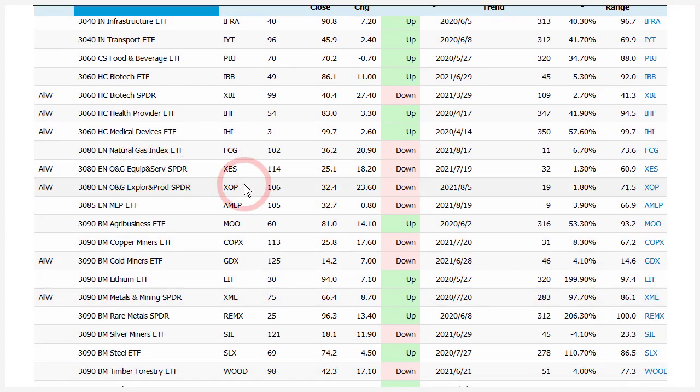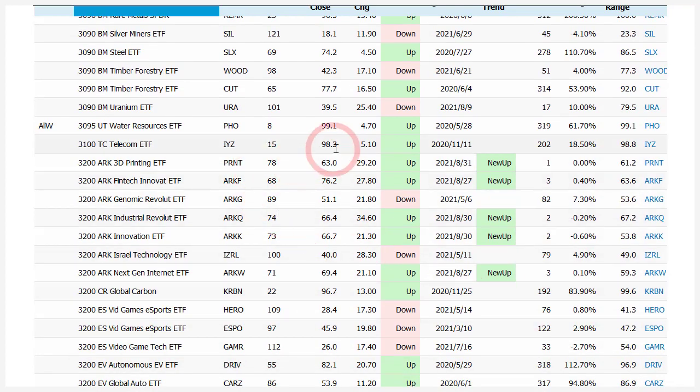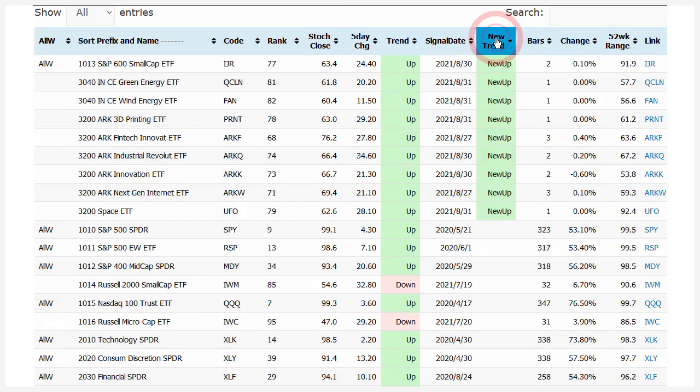Here are the oil and gas ETFs, and they are in downtrends. And if you look at, I'll show you the ranking here in a second, but I'm going down to the ARK ETFs. They were in downtrends, but you can see here that there are some new uptrends in the printing ETF, the ARK Financial Innovation ETF, the Industrial Revolution ETF, Innovation, and Next Gen Internet. And the easiest way to find these new uptrends is if you scroll and you just click, and there you can see you sort by new uptrend there, and you can see all the new uptrends.